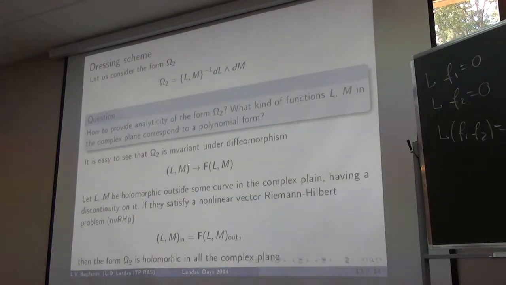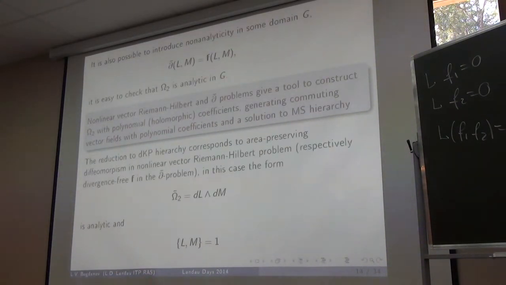So we set the following problem in the complex plane. We have some curve, and we say that L and M have a discontinuity on it, but are connected on the sides of the curve by a diffeomorphism. Then the form doesn't have a jump on this curve. It's continuous on this curve. So this problem gives you a curve, gives you a form analytic in the complex plane. And it's also possible to introduce a non-analyticity in some domain. And it's also easy to check that the form is analytic in this domain. So it's basically the justification of the dressing scheme.